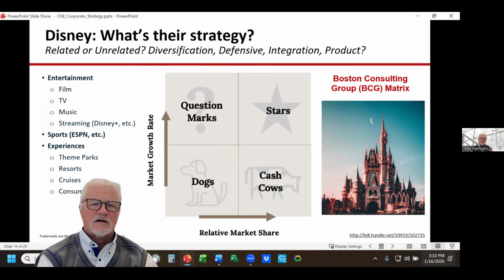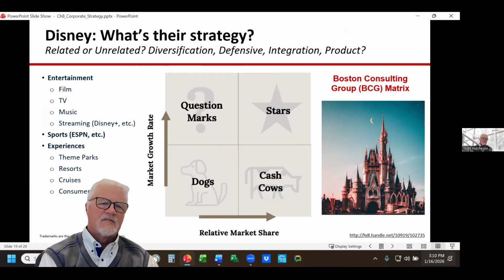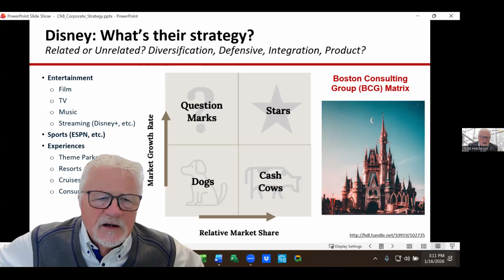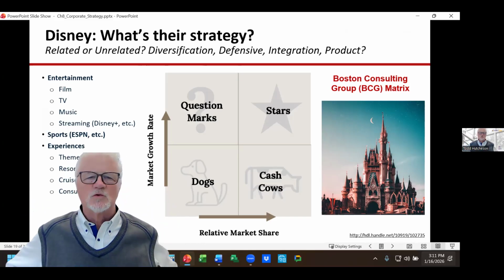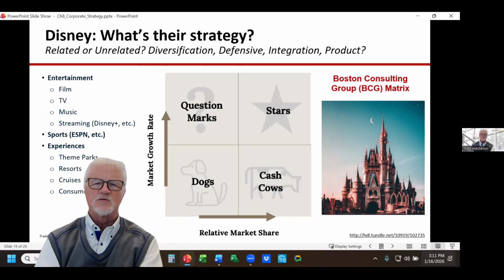Some of these are dogs. They're not working very well. One that at some point in time wasn't working very well was their streaming. They've since kind of turned that around a bit. Question marks might be something that's new in the market. So at one time, their streaming platforms were new, so they were question marks. Were they going to be able to generate revenues?